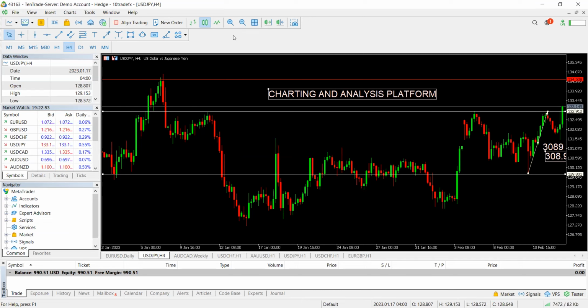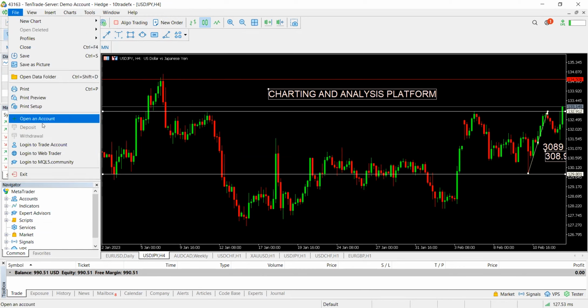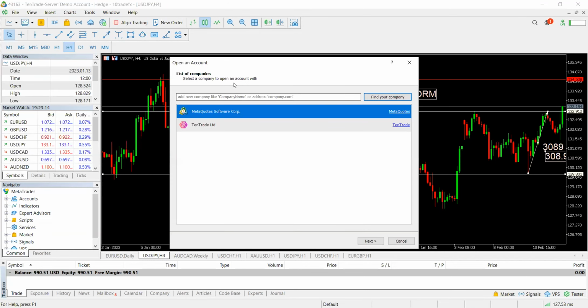When you get into your MT5, the first thing you want to do is log in to your live account or demo account. How do you log in if you've not already logged in? Come to File here, and then click on Open an Account. When you click on it, you see this pop-up box.